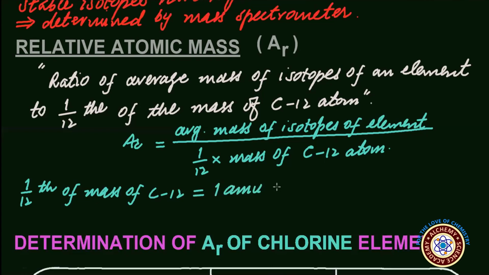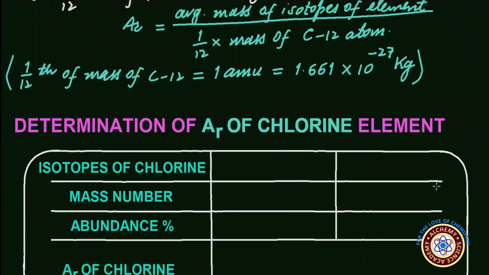It is a very tiny mass and is used to represent the atomic masses of elements and molecular masses. 1 atomic mass unit actually equals 1.661 times 10 raised to the power minus 27 kilograms. Very tiny mass indeed. Now let us see how to determine the relative atomic mass of the element chlorine.